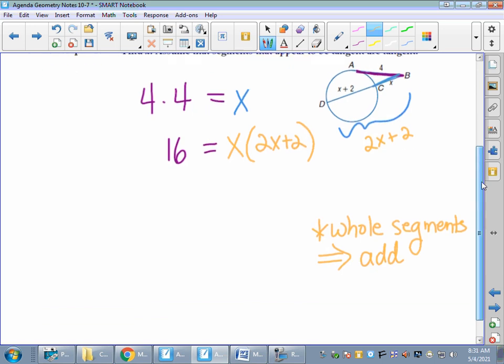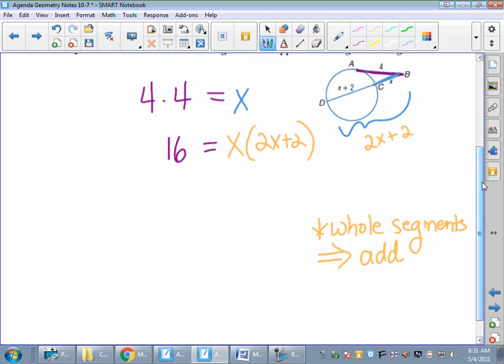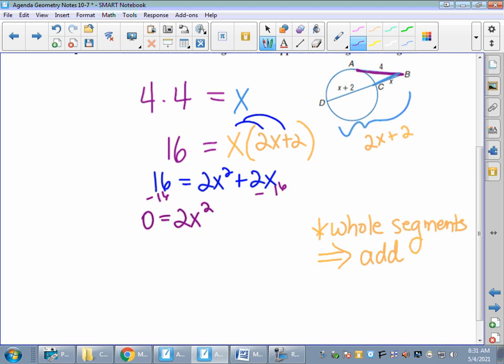All right, so I'm going to FOIL that out. I'm going to get 16 is equal to 2x squared plus 2x. It's a quadratic because I've got that 2x squared. I can't just divide by 2 or square root. So I'm going to minus 16 from both sides. So 0 equals 2x squared plus 2x minus 16.